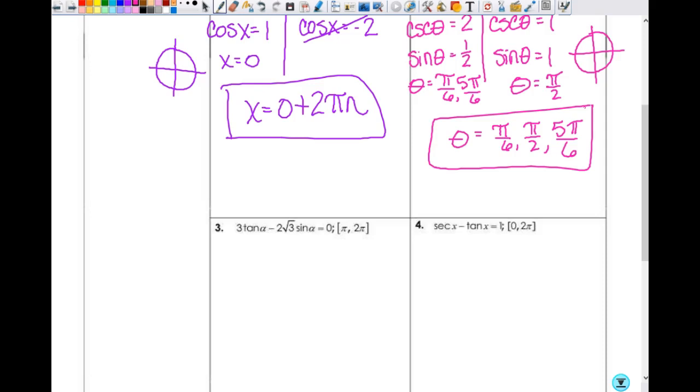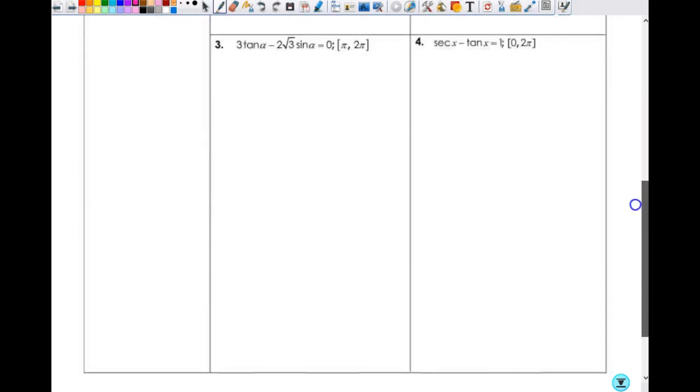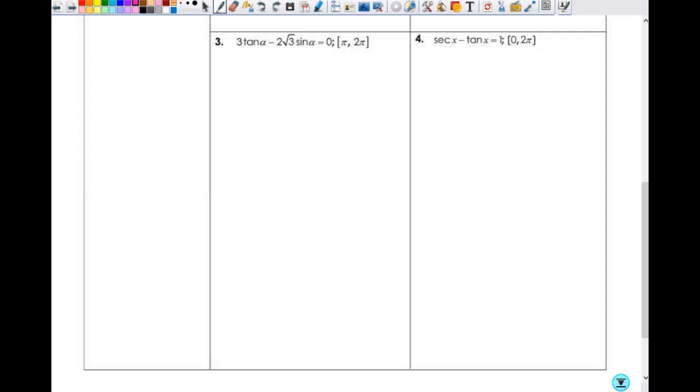So let's look at number 3. I need to be able to factor something out or solve something. And if I'm going to just solve it without factoring, then the two things have to match. Otherwise, I have to be able to factor things out. I got nothing to factor here. Got nothing I can do. But I can make tangent into sine over cosine. So let's start there and see what happens.